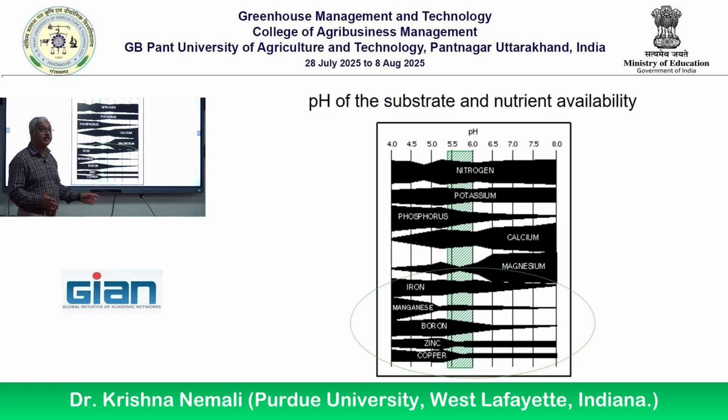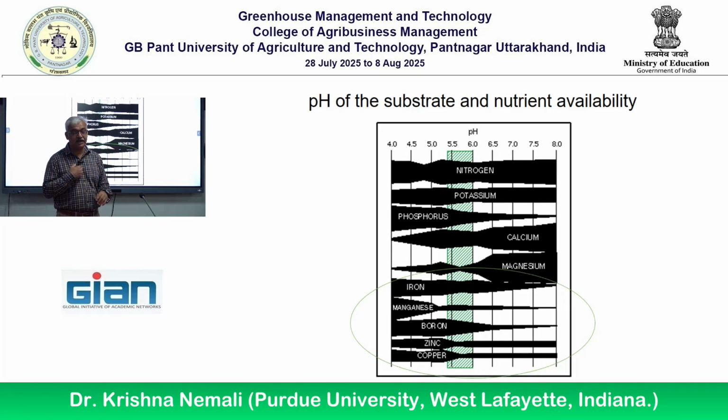And we have to come up with a range that is suitable, or the range where most of the elements are in general reasonably available, and that range is what? That green bar, 5.5 to 6.5. So this is important. Remember that range. Now, you may say, sir, I'm growing blueberries and I want a lower pH. Yes, of course, there are crops that may need even less than 5.5, but that's very specific. For most of the crops, that is the range, 5.5 to 6.5. 6.2, okay? 6.5 is okay.